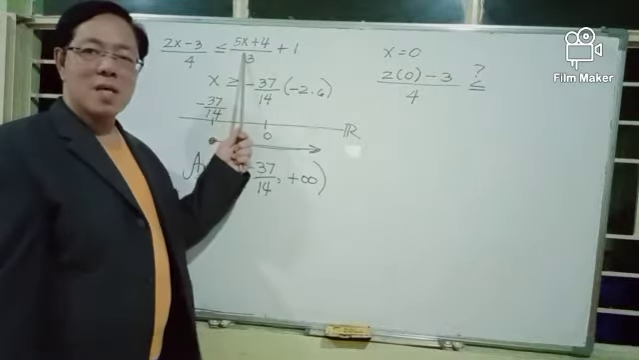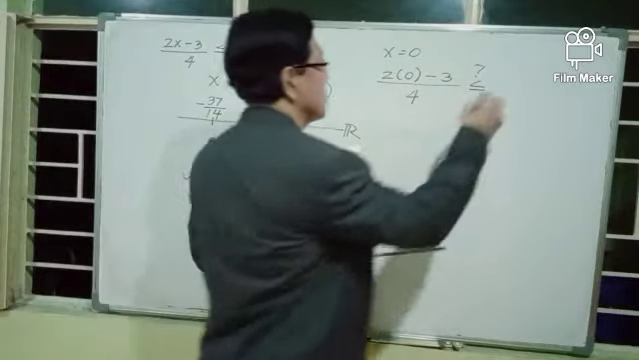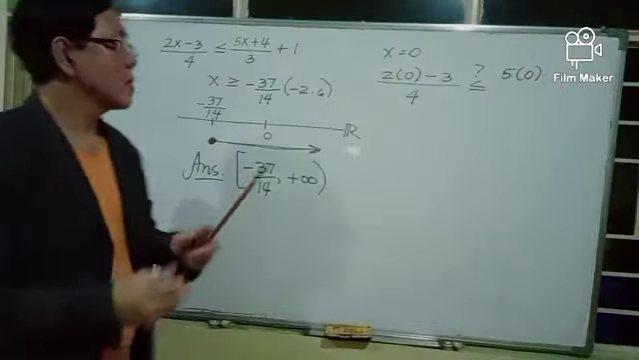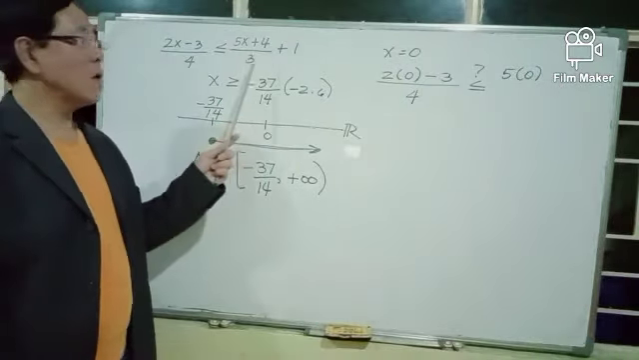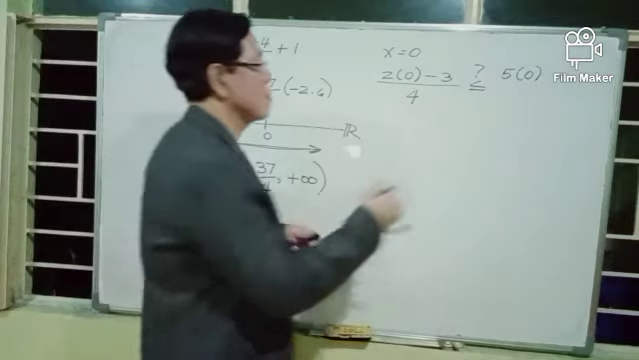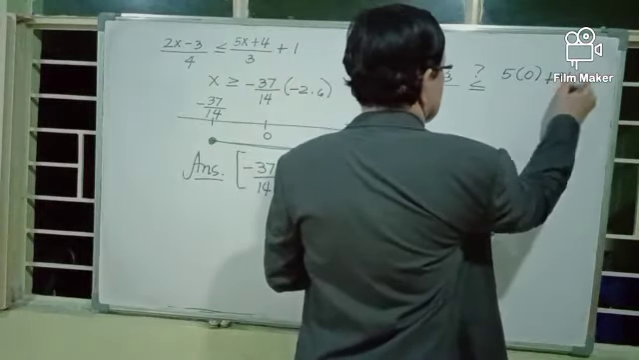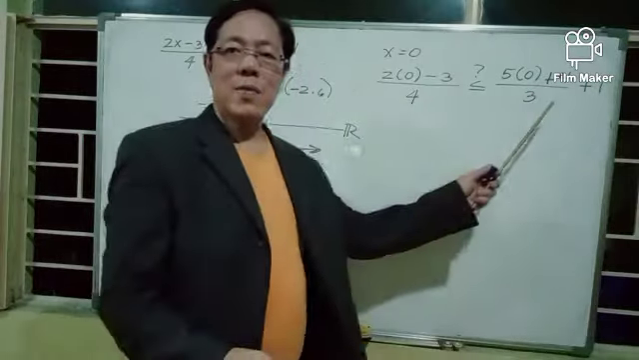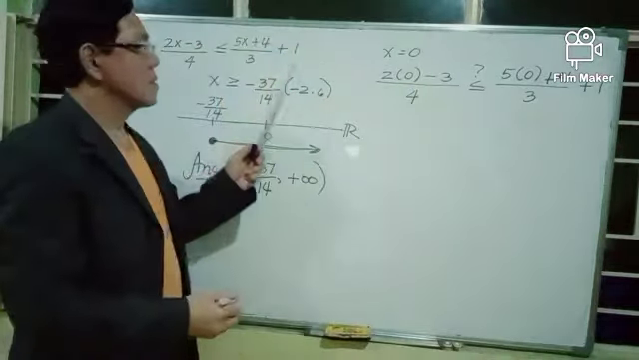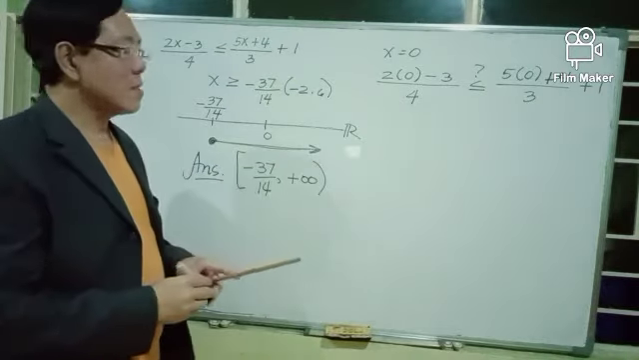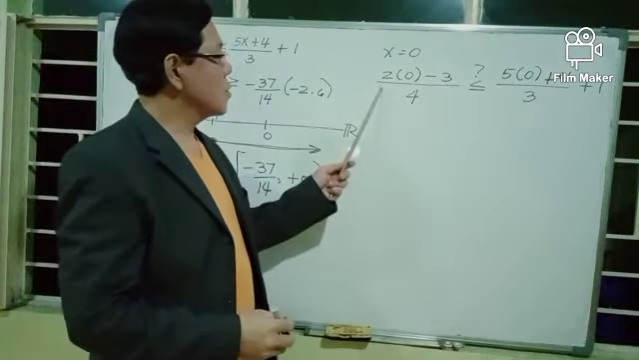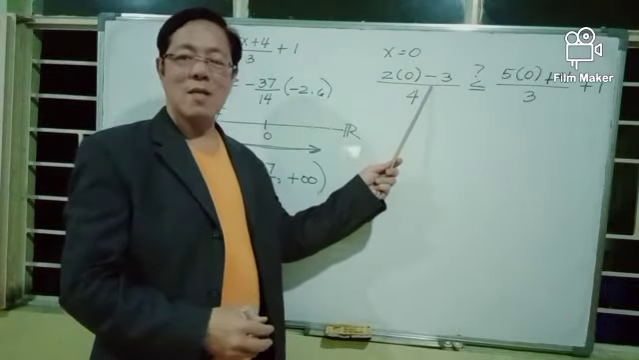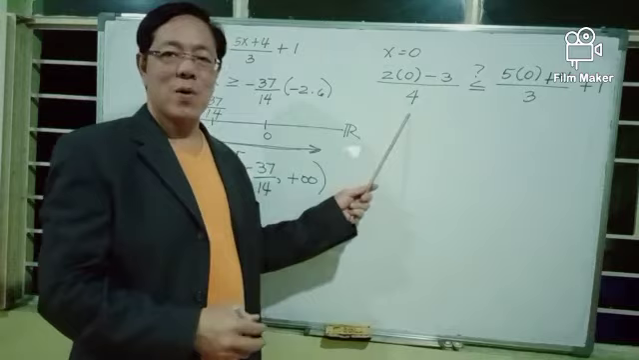5 multiplied by 0 plus 4 all over 3, and plus 1. Now we simplify each side of the inequality. 2 multiplied by 0 is 0. 0 minus 3 is minus 3 over 4.